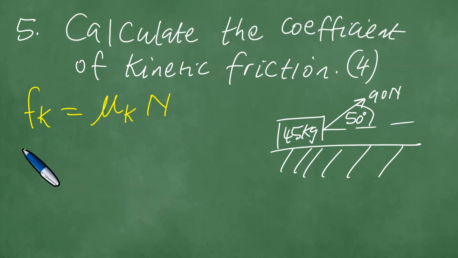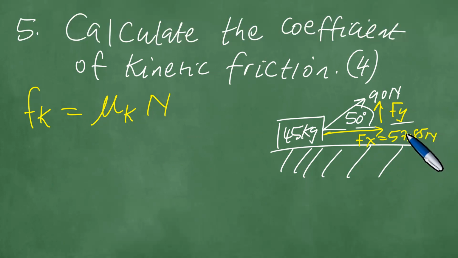So that is the frictional force in this question, because you'd remember that we have this force here and that one, Fy, Fx. Fx is 57.85 newtons. We found it before in one of the questions above. And then Fy is 90 sine 50 degrees.